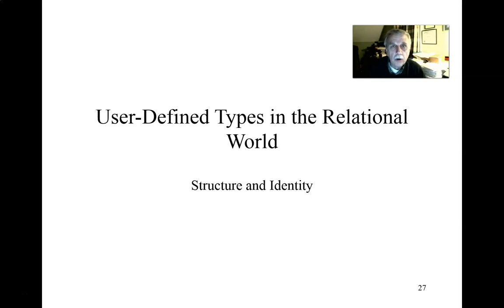Today we continue our examination of user-defined types in the relational world. We'll continue where we left off with our discussion of structure and identity. We'll be looking at column objects and row objects, specifically how these things are declared and some of their characteristics, associated metadata. Then we'll look at how to access these objects stored in a relational framework using SQL.